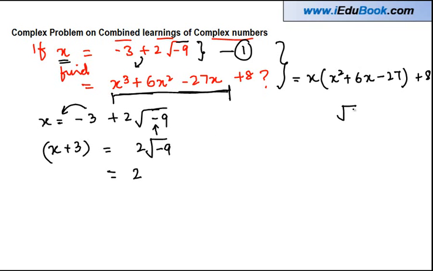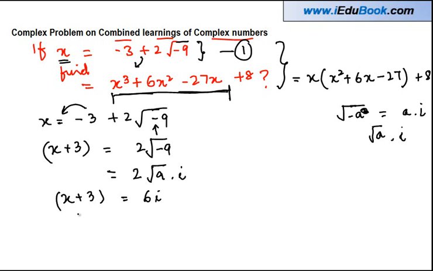If you remember, we saw that root of minus a can be written as root a into iota. So we can write this as 2 times root 9 into iota. Root 9 gives you 3, 3 times 2 gives you 6. So 6 iota is equal to x plus 3. But does this solve my problem?